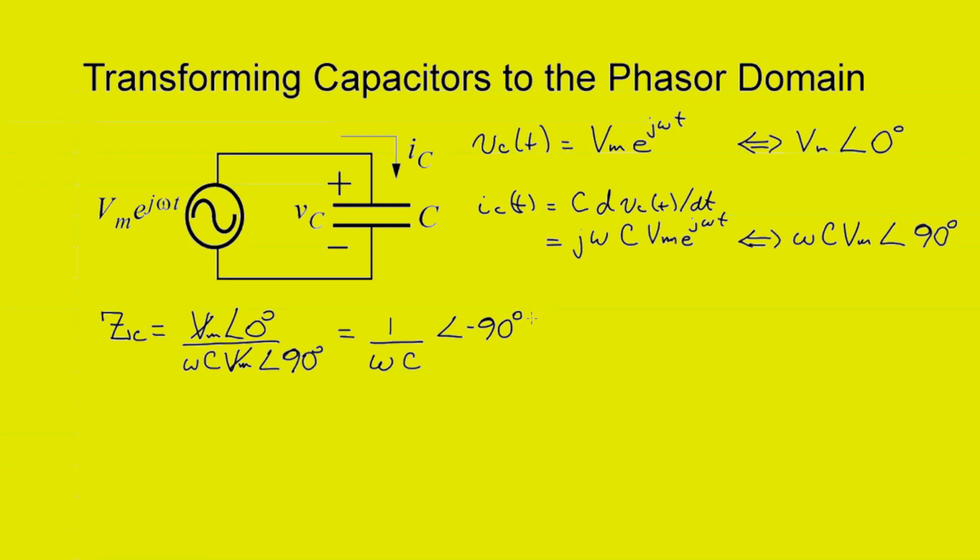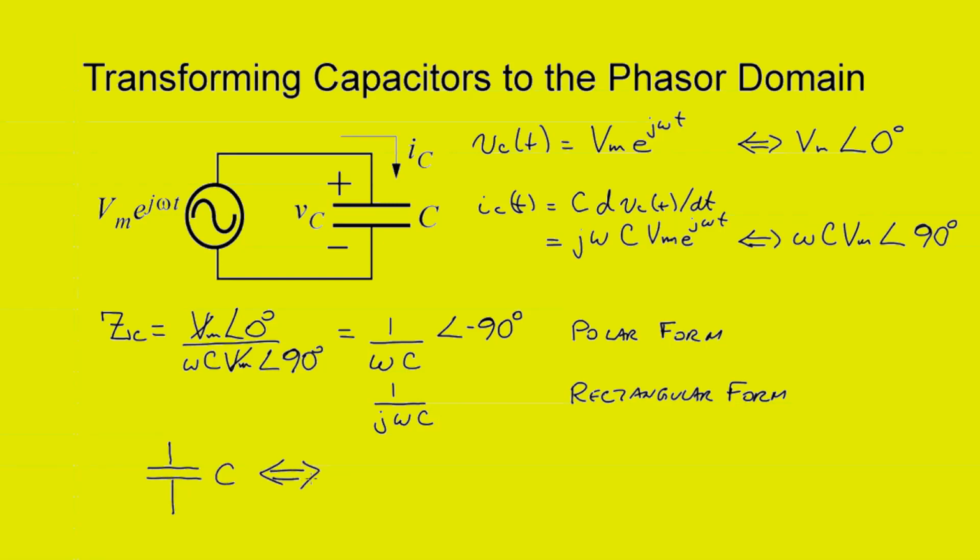Recall that dividing by an angle means that we subtract the angles. And this is our impedance in polar form. People also like to use rectangular form, where the impedance will be 1 over j omega C. Based on this, you can see now that in the time domain, where we have a capacitor C, it will get transformed into the phasor domain. We use the same symbol in the phasor domain as in the time domain, but now it has a value of 1 over j omega C.